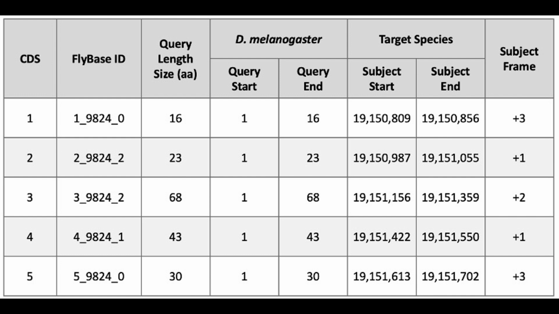Examination of the subject ranges for the tblastn alignments of the 5 CDSs of Rheb in D yakuba shows that they are collinear. CDSs 1 through 5 are placed on the positive strand, and the subject subranges for the CDSs are in ascending order. Consequently, the CDS by CDS search results support the hypothesis that the putative or probable ortholog of Rheb-PA is located at approximately 19,150,809 to 19,151,702 on the NC_052530 scaffold of the D yakuba genome assembly.